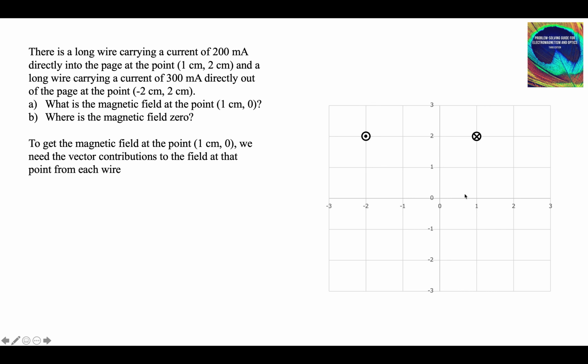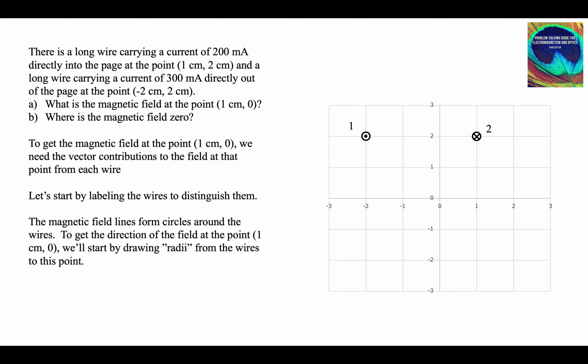To get the magnetic field at this point, we need the vector contributions to the field at that point from each wire. And then we have to add up those vectors. So that's wire 1, that's wire 2. Now we got to get the directions. To do that, we're going to start by drawing lines from the wire to the point where we're measuring the field, like that. Since the field is a circle around the wire, the magnetic field direction is going to be perpendicular to these radii.